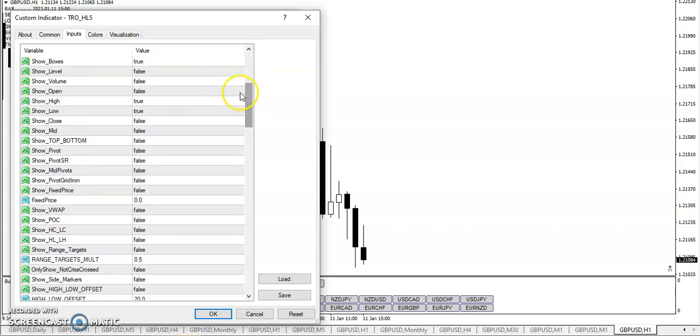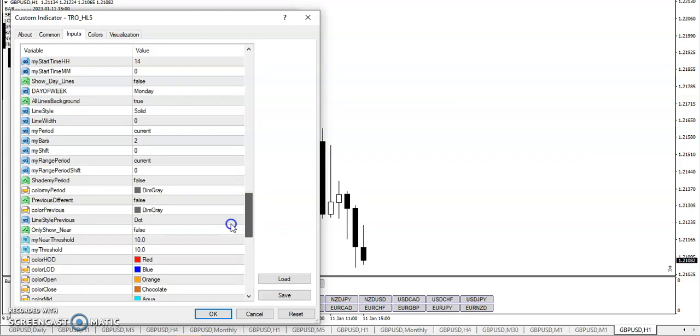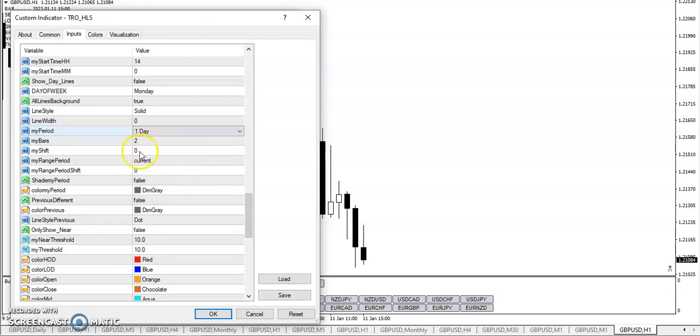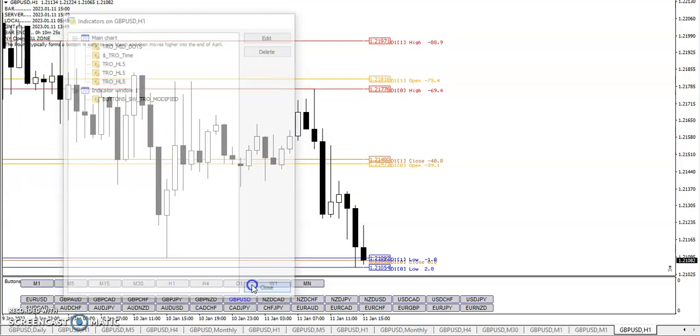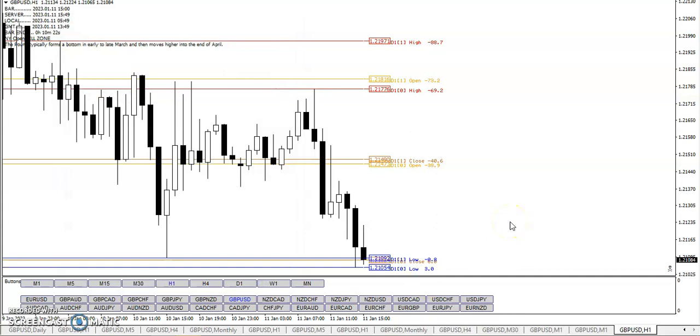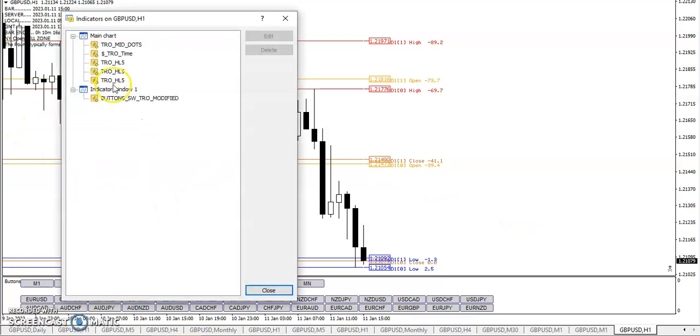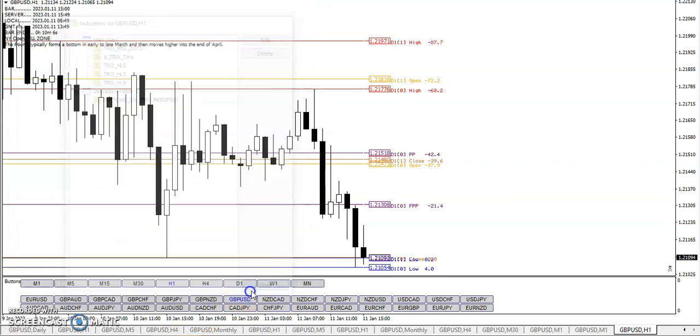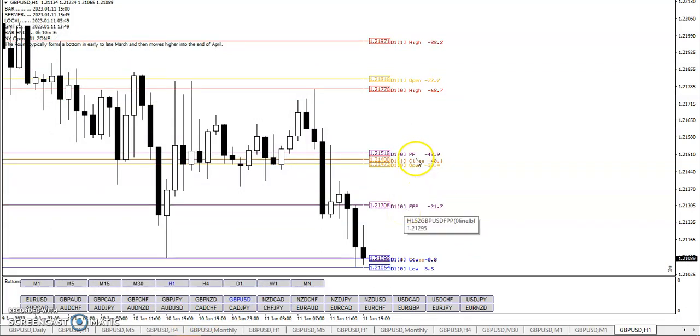And let's just go ahead, show the open and show the close. And let's do daily, and let's do today and the previous trading day. And so there's your horizontal lines. Now, one of the things I mentioned before, you can show your pivot. And this shows the pivot point and the future pivot point.